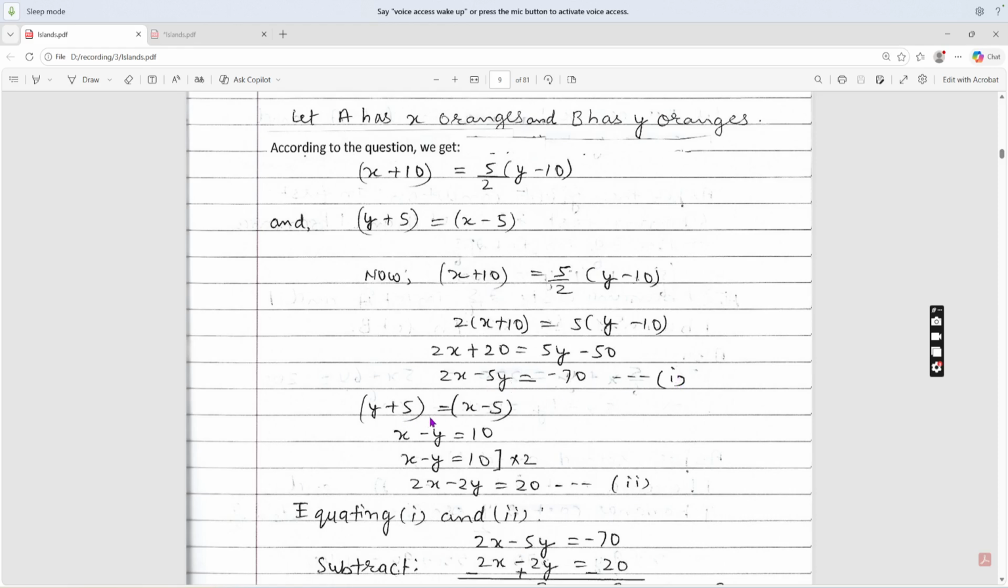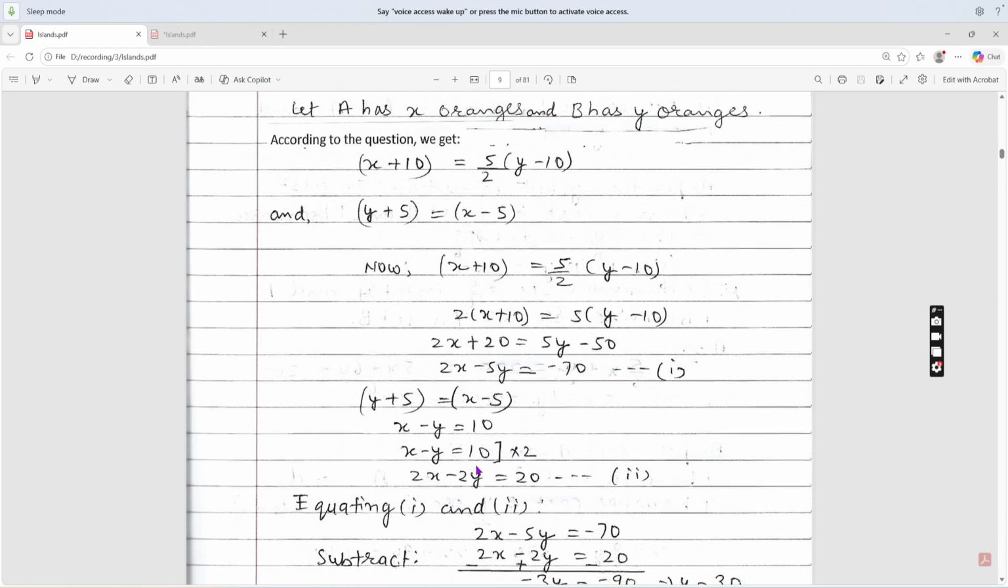Here it is y plus 5 is equal to x minus 5. This can be written as, shuffling from RHS to LHS, plus 5 plus 5 that is 10. Now we can make it vice versa, shuffling the entire LHS to RHS and the entire RHS to LHS, and we are left with x minus y is equal to 10. Now we are going to multiply it by 2. Why? Because we are going to make the coefficient of x equal.